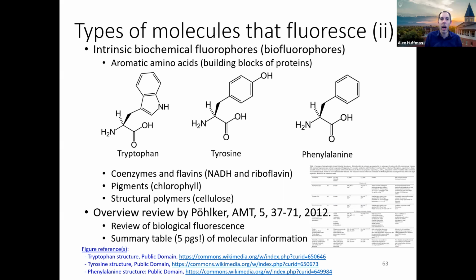And so there are a lot of different compounds: aromatic amino acids, coenzymes and certain flavins, NADH and riboflavin, pigments like chlorophyll, structural polymers like cellulose are in the categories of things that fluoresce. And so I won't give an overview of that. If you are interested, go to Christopher Pilker's paper from 2012, where there is a 5-page table on the molecular information of biological fluorescence. So that's where you can get a lot of information there. Okay, next.